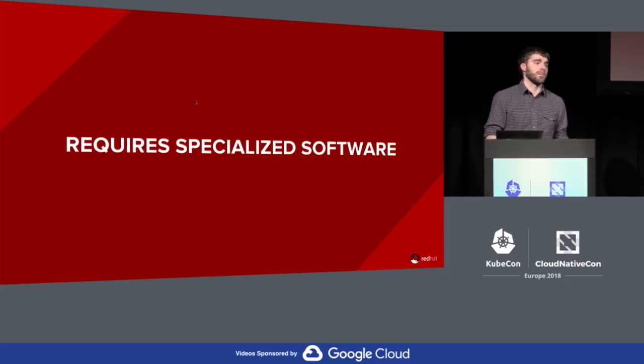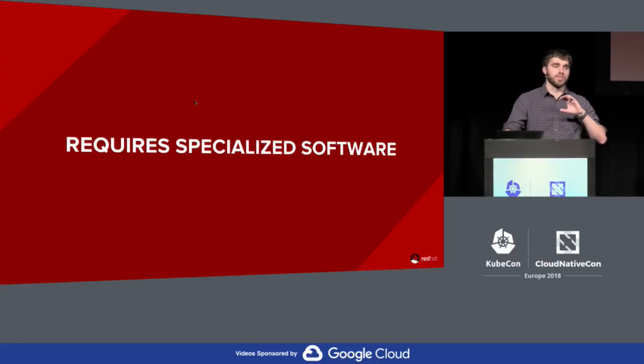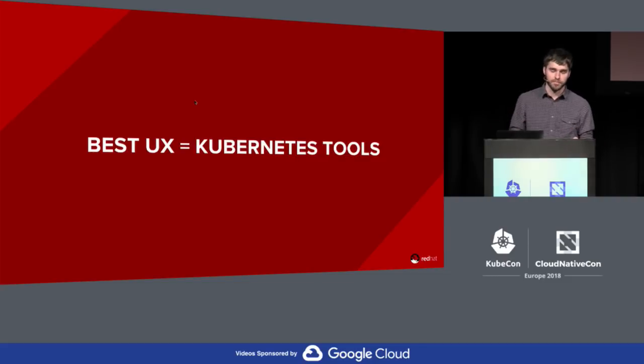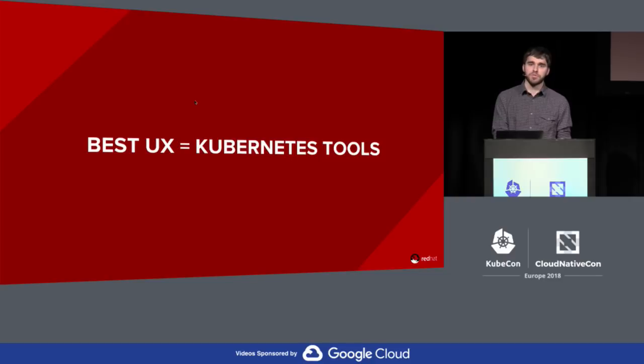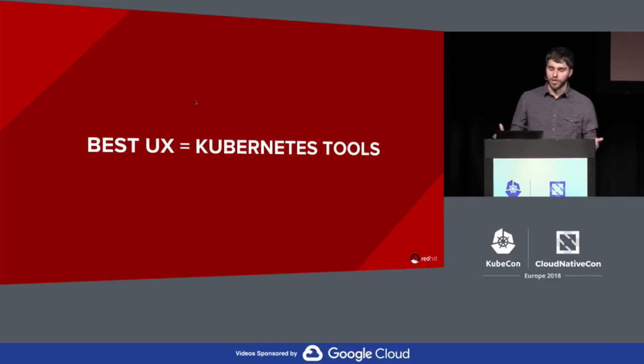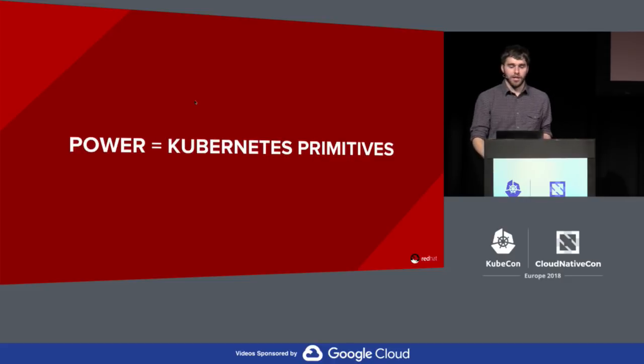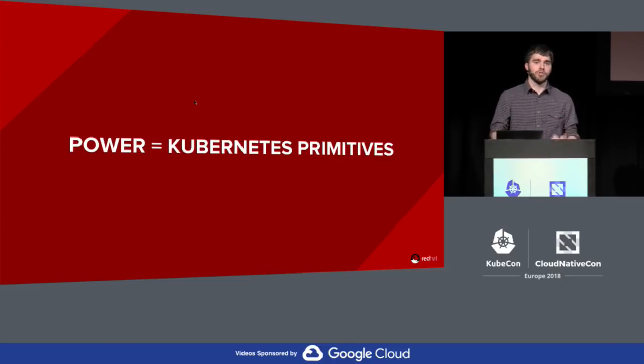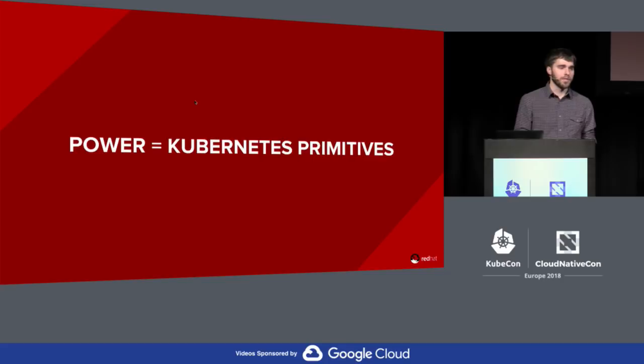And if you've got 5 or 10 clusters that you want to work with today, you need to start writing some specialized software, or at least start thinking about how your business rules get modeled in some sort of logic. And choose things that are Kube native. The best user experience is when you're using Kube tooling. Everybody's already used to all those primitives. And then you get the power of Kubernetes when you're building off of all these primitives.